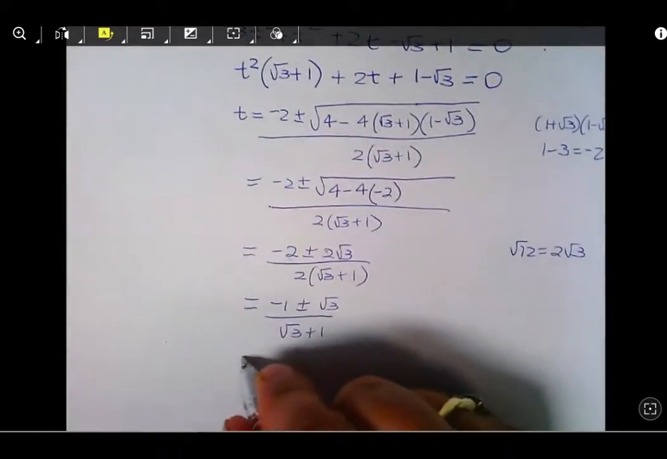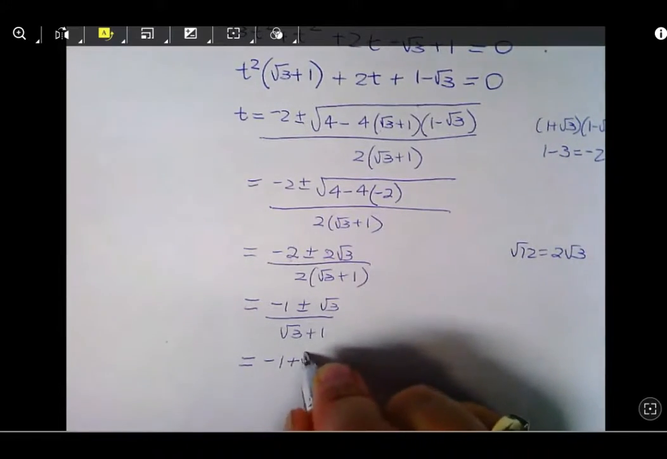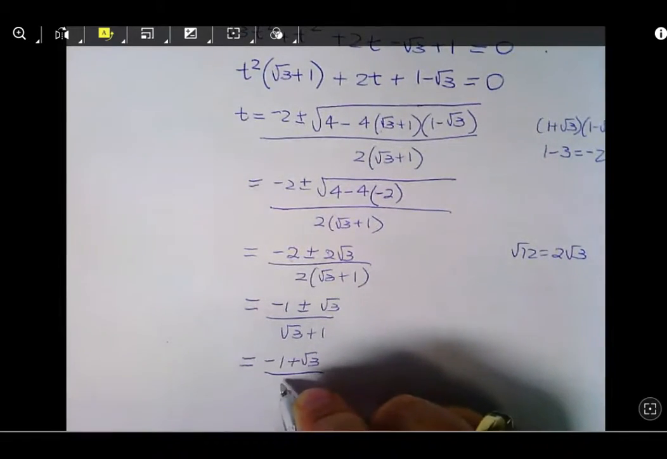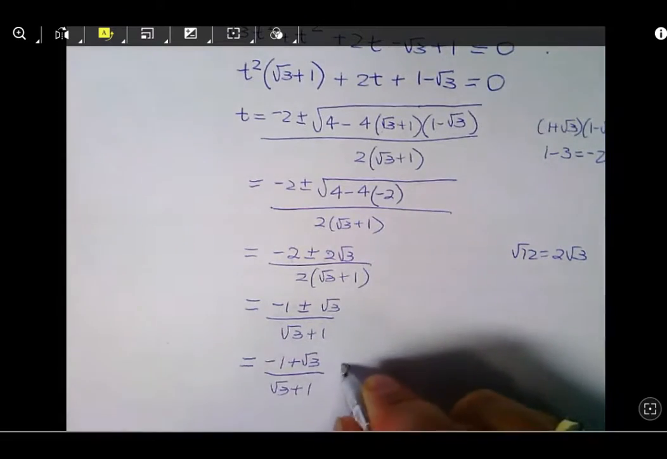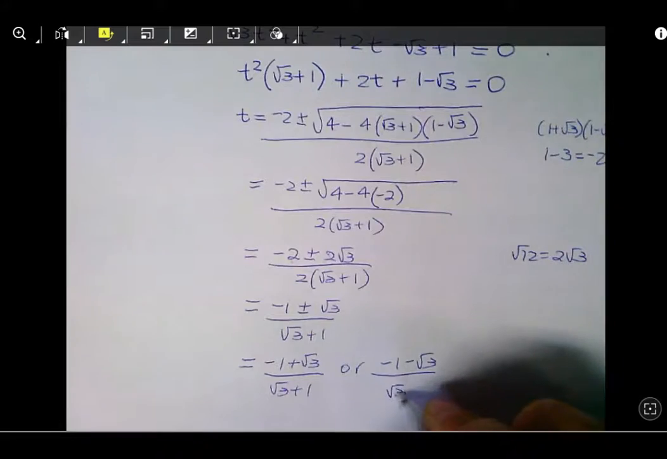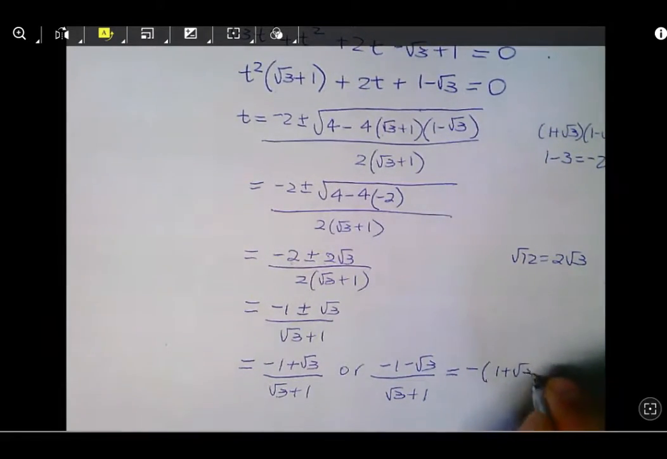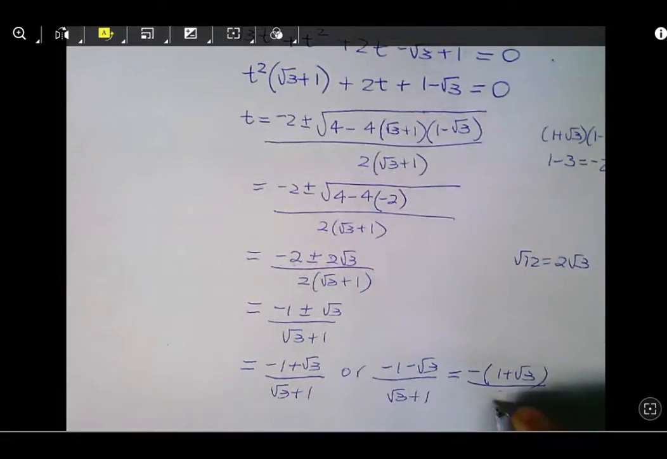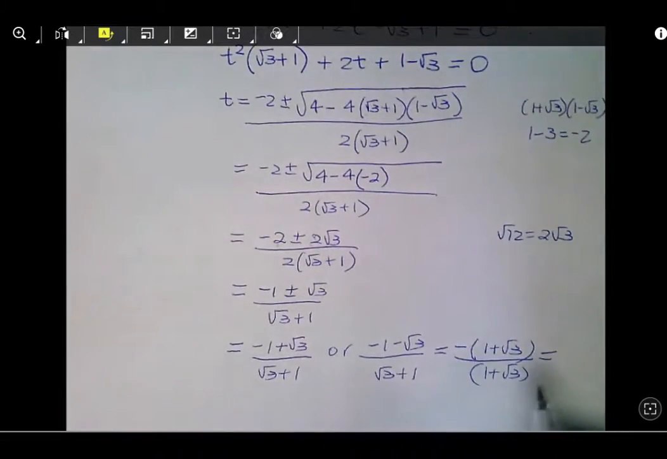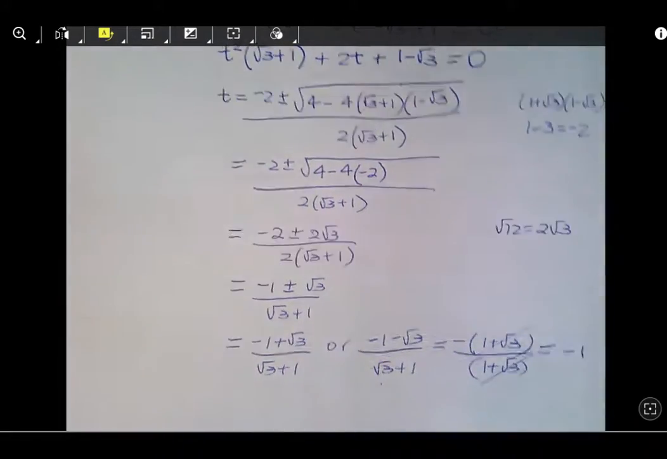So now I need to separate this as two fractions. It's -1 plus root 3 over root 3 plus 1, or -1 minus root 3 over root 3 plus 1. Now remember, root 3 plus 1 is also 1 plus root 3. So in the second one, the numerator is the negative of the denominator. So these end up cancelling and you get -1.